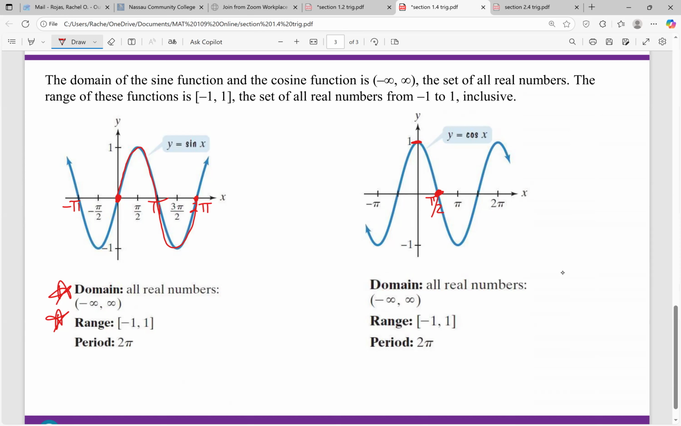So the range is also the same. The range for your cosine function is from -1 to +1 inclusive, and your domain is all real numbers. And the period of your cosine function is also 2 pi. It's the distance from peak to peak.